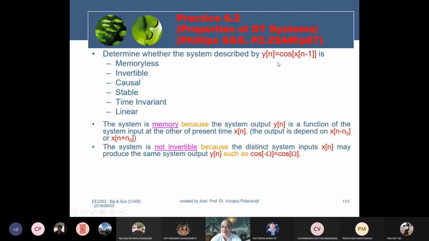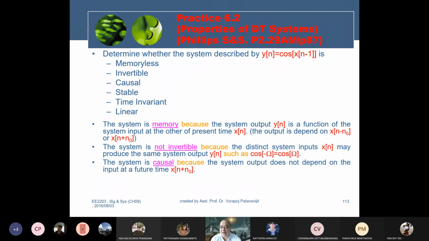Therefore, in this case, if the function is already in trigonometric form, it will be non-invertible. The system is non-invertible because distinct system inputs x[n] may produce the same system outputs y[n], such as cos(-ω) equal to cos(ω).